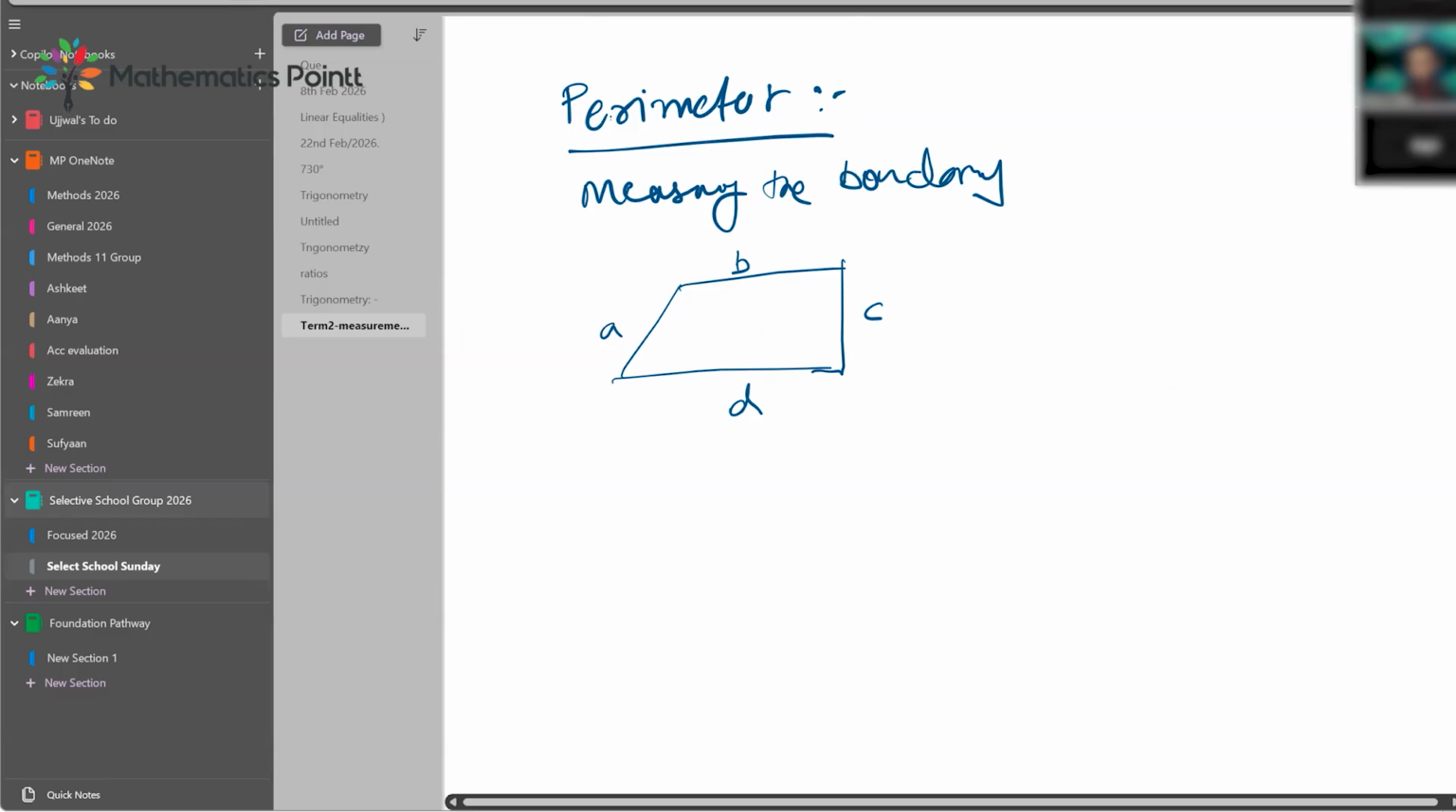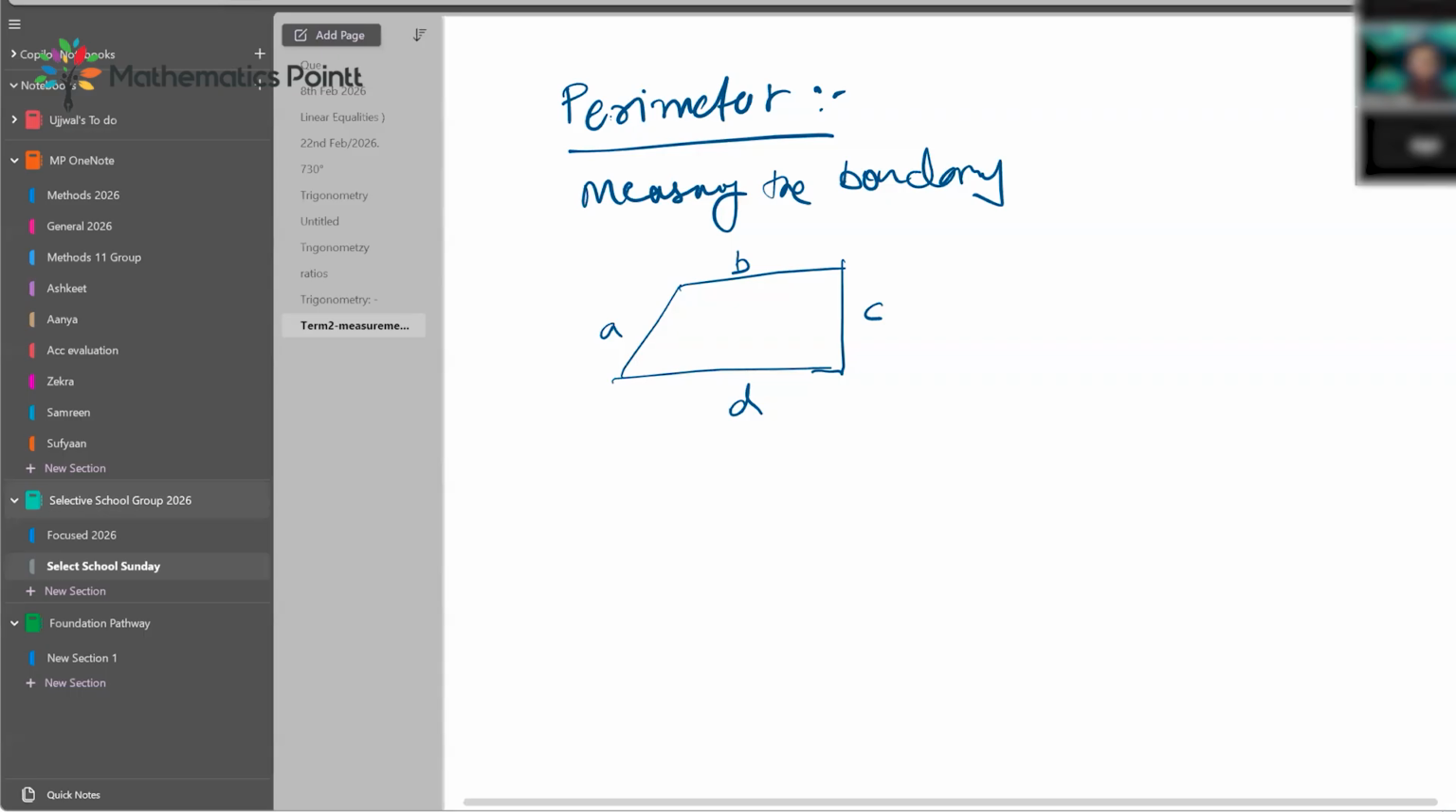A four-sided figure is a quadrilateral. And what quadrilateral is this? If I just throw that on you, what quadrilateral is this? Can someone tell me what I've just drawn in here? Trapezoid, trapezium, trapezoid. Yeah, they are all good. Yes, this is a trapezium.